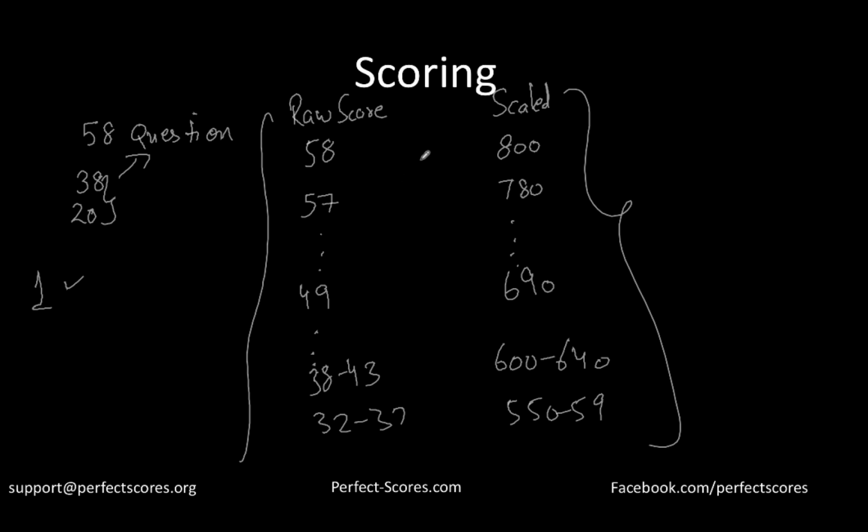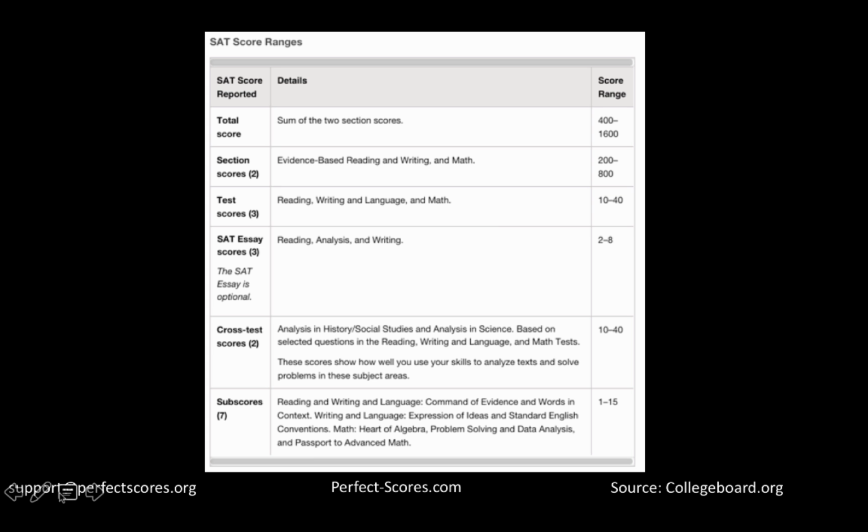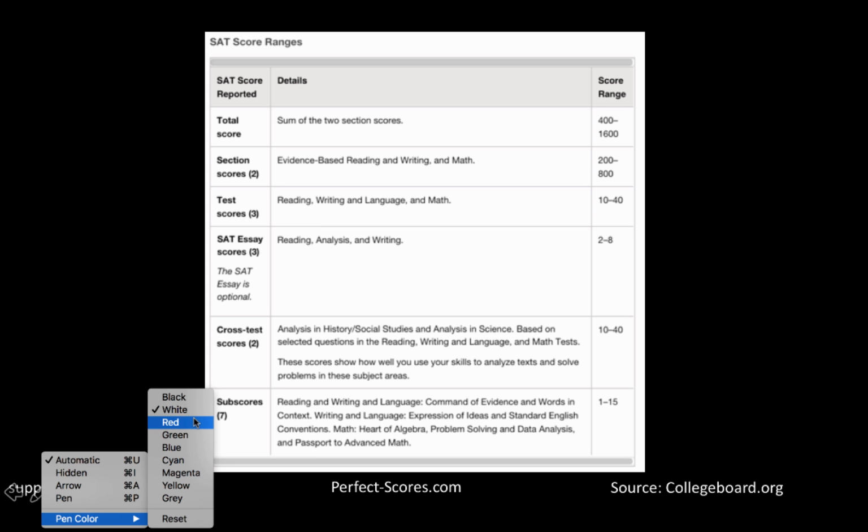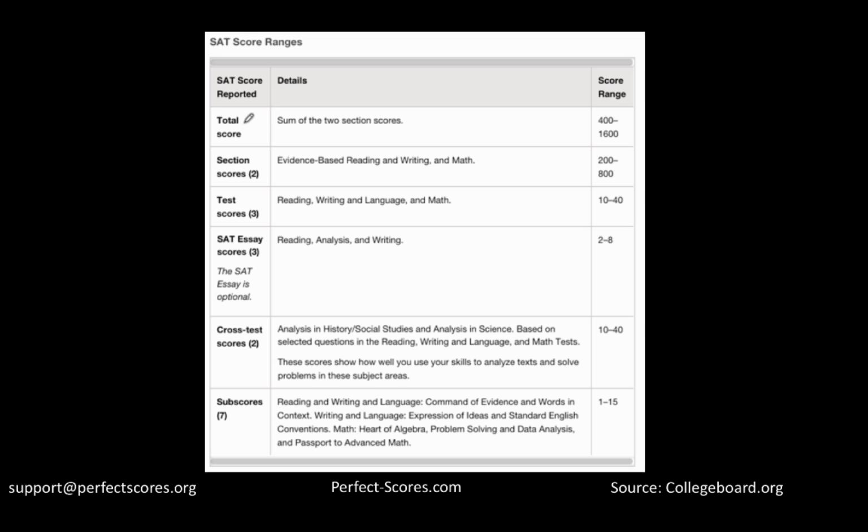Now it's become very easy, because if you get a question right, you get a point. If you don't answer the question, or you get the question wrong, nothing gets deducted from your raw score. So that was your score. Now, what about the other scores? Well, here are your other scores. This is kind of a report that you'll be getting. You'll be getting a total score which is out of 400 to 1600. In your English section, you would be getting from 200 to 800.